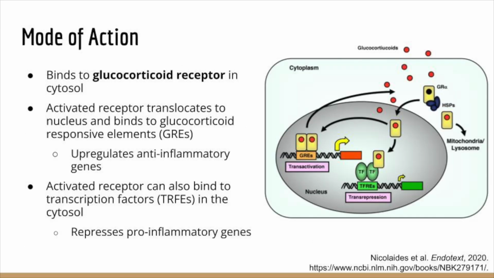The pharmacological response of Relvar involves the glucocorticoid receptor, which regulates the expression of genes related to immune response. Fluticasone furoate binds to a glucocorticoid receptor located in the cytosol of the cell. The receptor then translocates to the nucleus and binds to glucocorticoid responsive genes. The activated receptor complex may then upregulate transcription of anti-inflammatory genes. The complex can also bind to transcription factors in the cytosol, thus repressing transcription of pro-inflammatory genes.